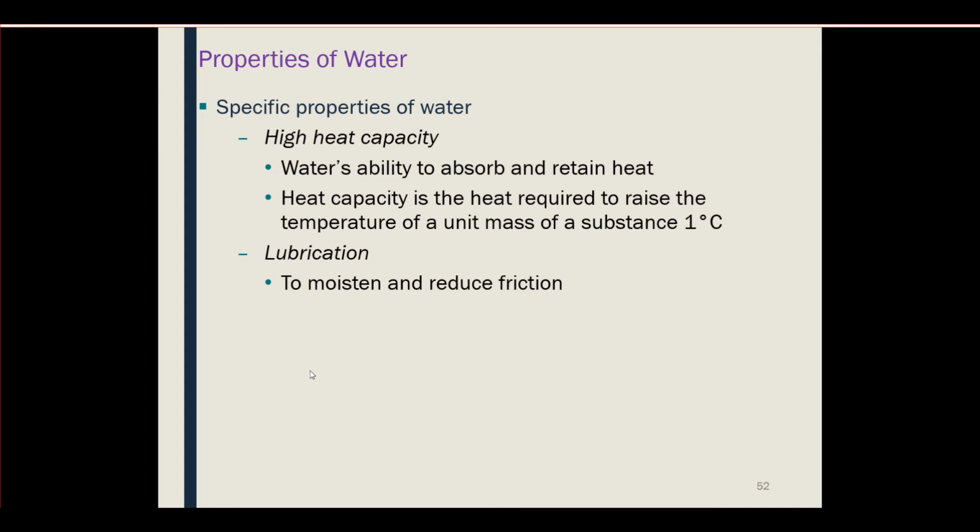The last property of water that I want to go over is lubrication. We'll see that water is a lubricant in many physiological processes. This is going to help to moisten and reduce friction. A classic example that we usually cover in lab is body cavities. Body cavities have a lining called a serous membrane that produces a thin, watery, slippery fluid that reduces friction around the organs. As our organs are moving in the body cavities, these serous membranes produce serous fluid that acts as a lubricant. So that would be a good example.